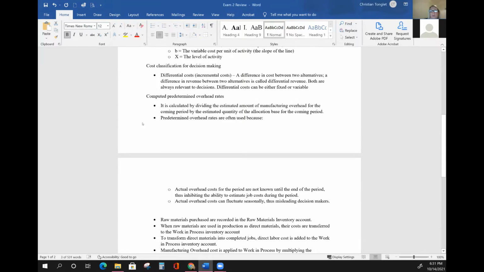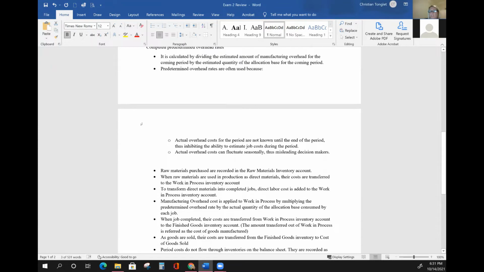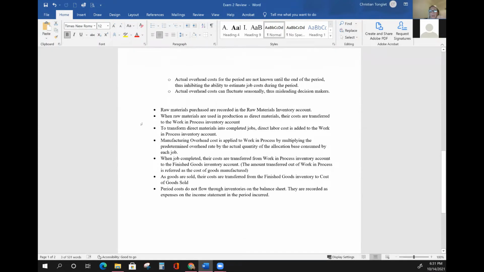Then we have predetermined overhead rates, and they're often used because actual overhead costs for the period are not known until the end of the period. Obviously we don't know what our actual costs are going to be until we go through the period and see what we used, what happened, how many orders came in, what we did on our production line. And that inhibits the ability to estimate job costs during the period, so we come up with that predetermined amount. And actual overhead costs can fluctuate seasonally and can mislead decision makers.